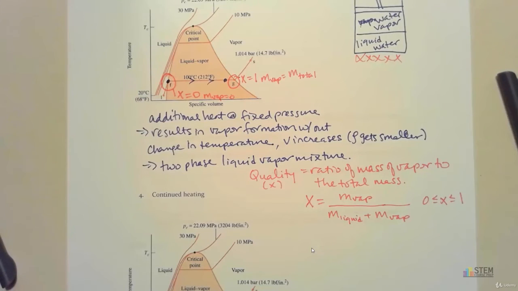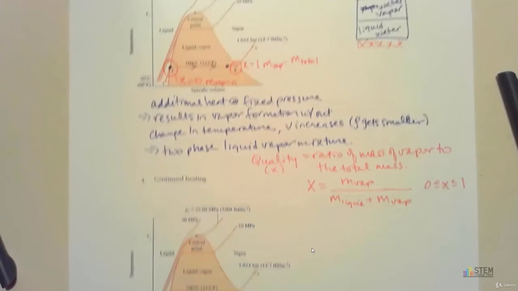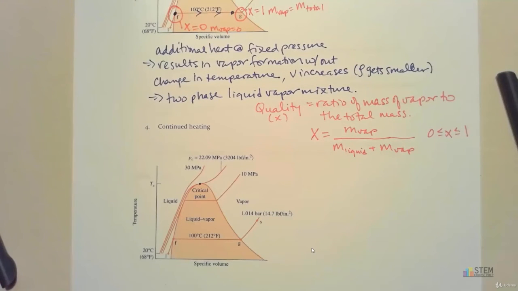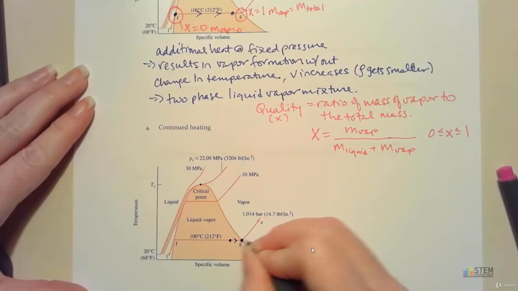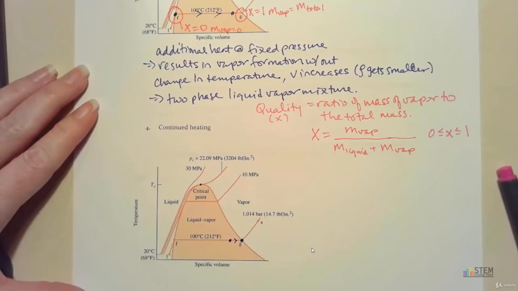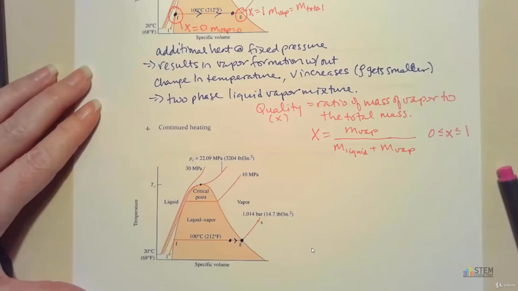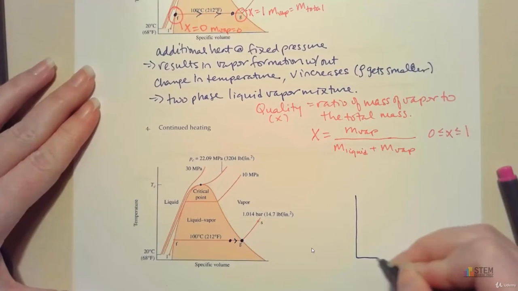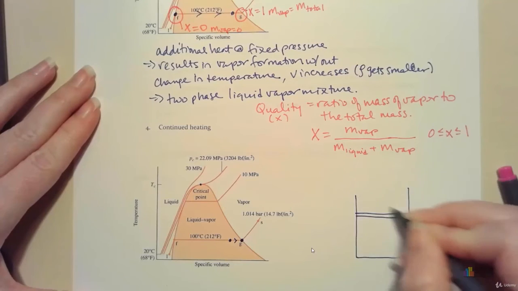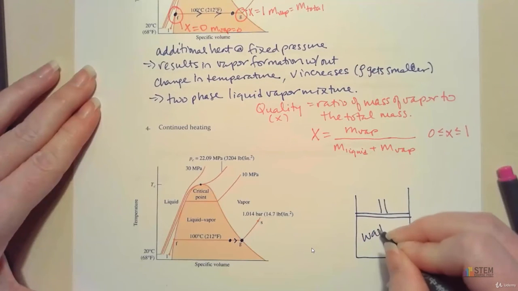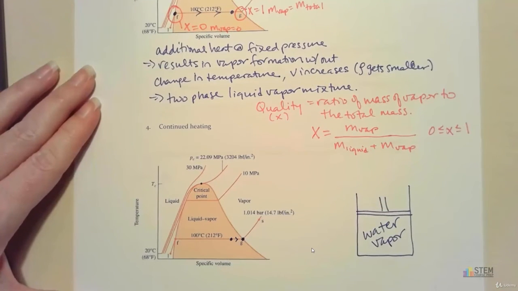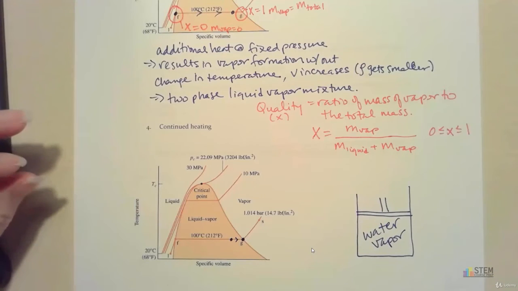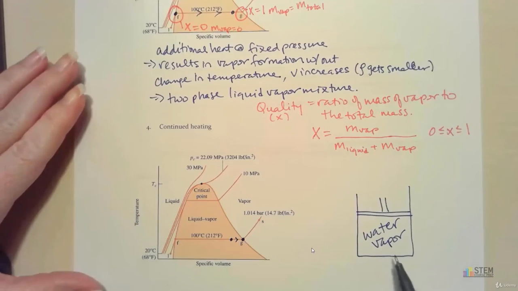So now that we've got that talked about, let's go to 4. For 4, we're going to keep heating this. If we look at our little dot, we're going to move from here over to point G. Now at this point, let's draw our picture again. We've got our piston. Now we are all water vapor, 100% water vapor at this point, when we get to G.